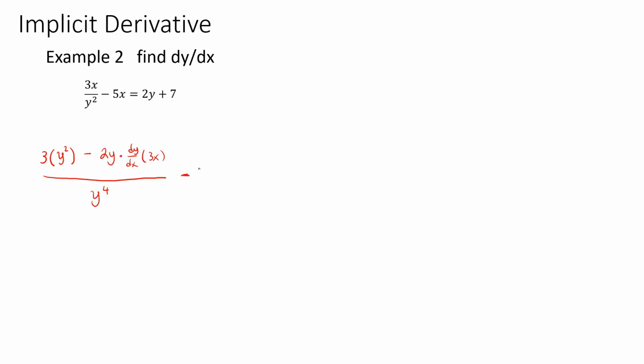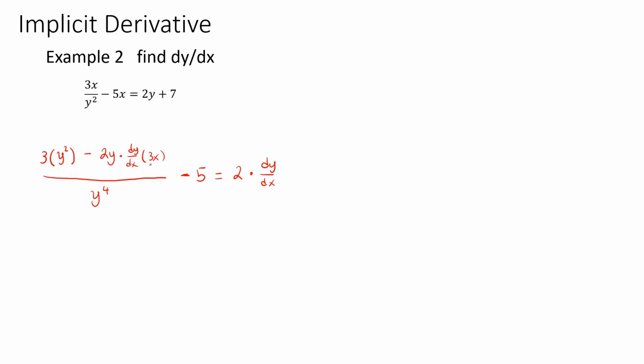So minus, derivative of 5x is 5. Again, we took the derivative of x, so we don't have to follow with anything else. Equal to, derivative of 2y is 2, but we took the derivative of y, therefore we have to follow with dy over dx. And derivative of 7 is 0.